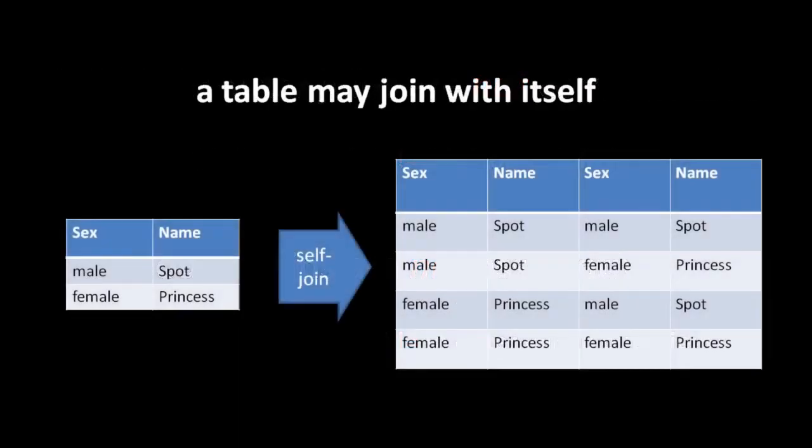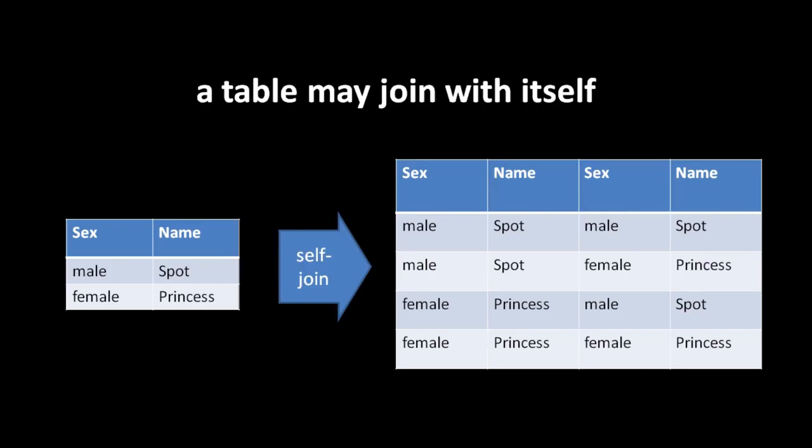A final thing to note about joins here is that it's actually possible to join a table with itself. So here, for example, we take our 2x2 dogs table and join it with itself in a cross join. And what we get back is a table with 4 columns and 4 rows, because 2 plus 2 gets us 4 columns and 2 times 2 gets us 4 rows. So that's all the gist of what you need to know about joining.